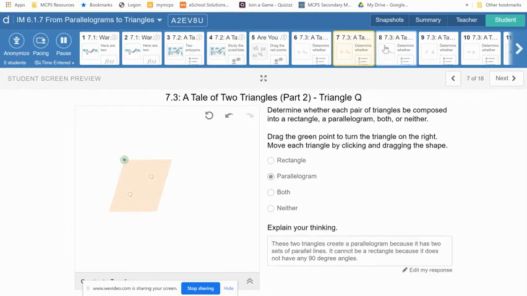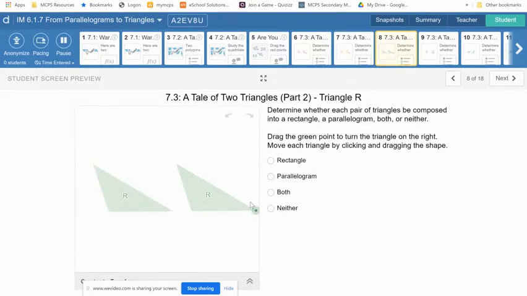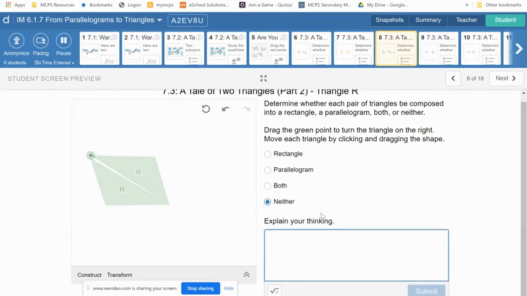So you're going to do the rest on your own. You're going to move these shapes and see what they could be. And then you're going to answer. Once you select your answer, you have to tell me why. You can't just move the triangles and pick an answer. Let's say you say neither, you have to explain why. But I noticed that this isn't neither.